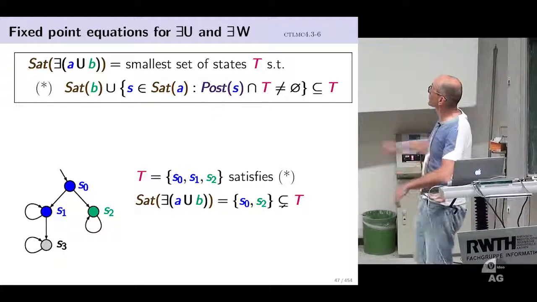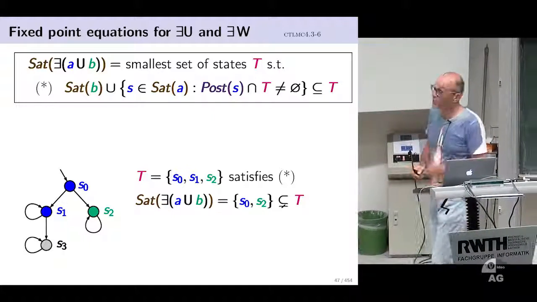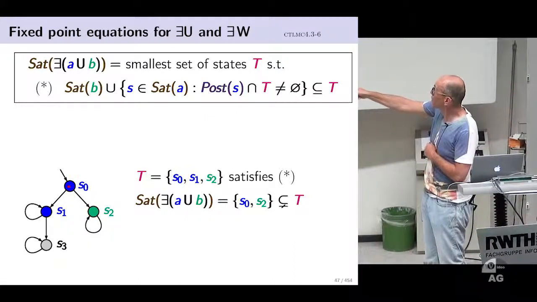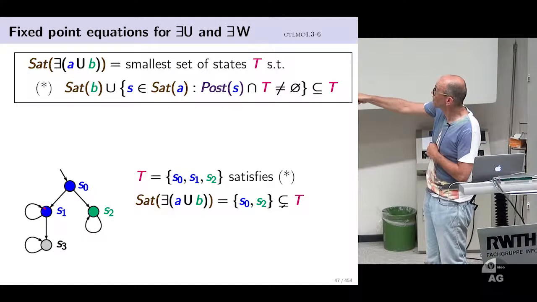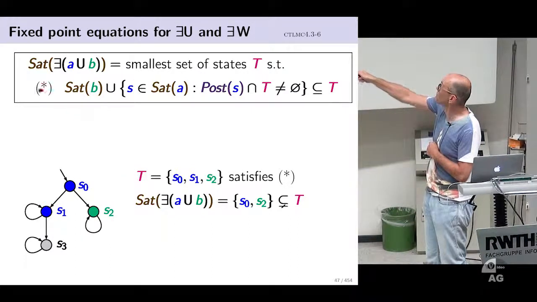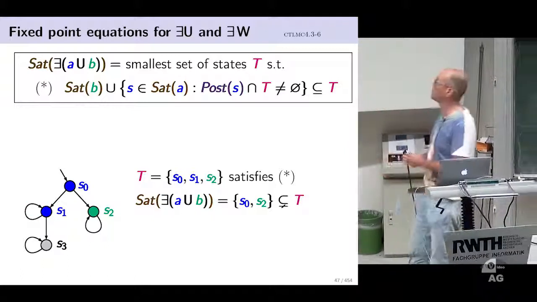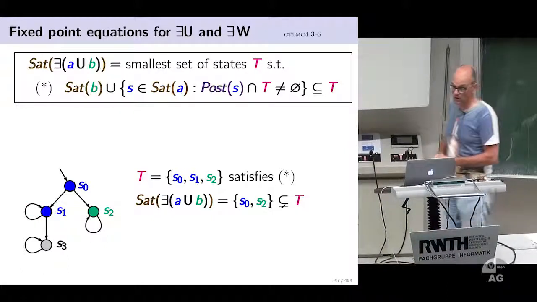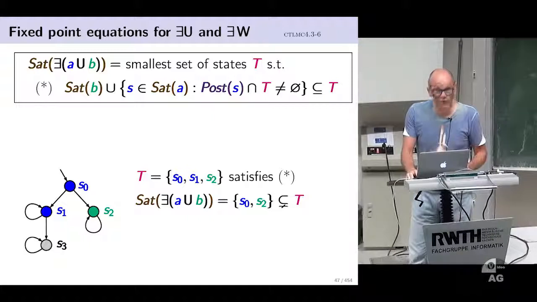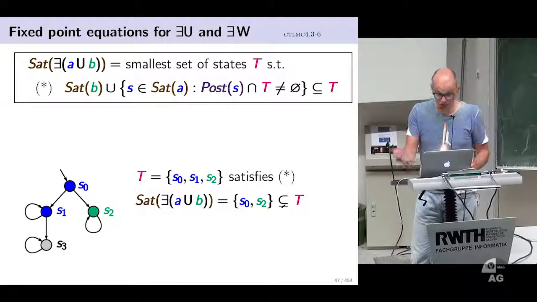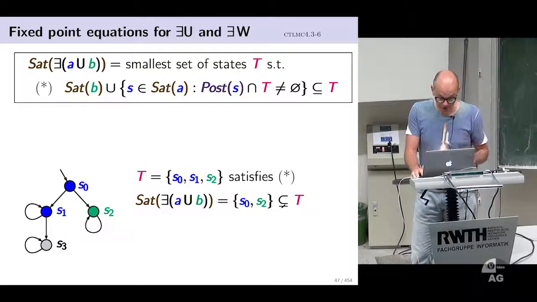So look at the formula. There exists A until B. Which states satisfy that formula? Well, definitely the B state and also S0. But this state, which we included into T, which satisfies star, does of course not satisfy the formula because it has no path reaching the green state. So this is an example that shows you that you cannot take any arbitrary set satisfying this criterion. You are here interested in the smallest set satisfying the criterion.